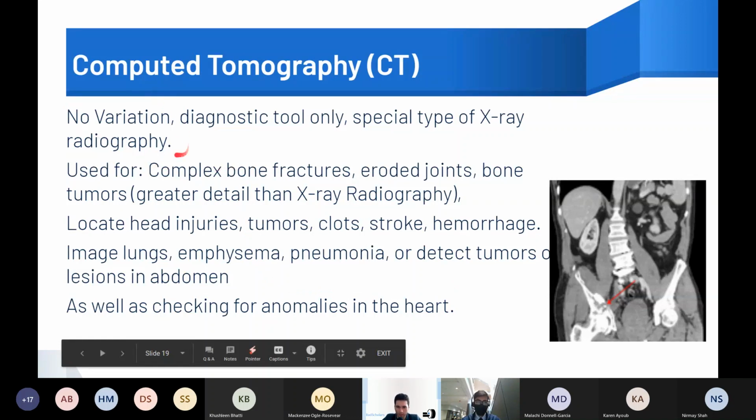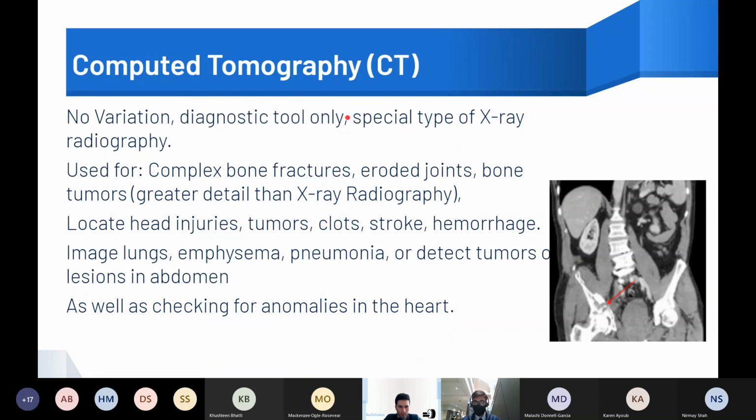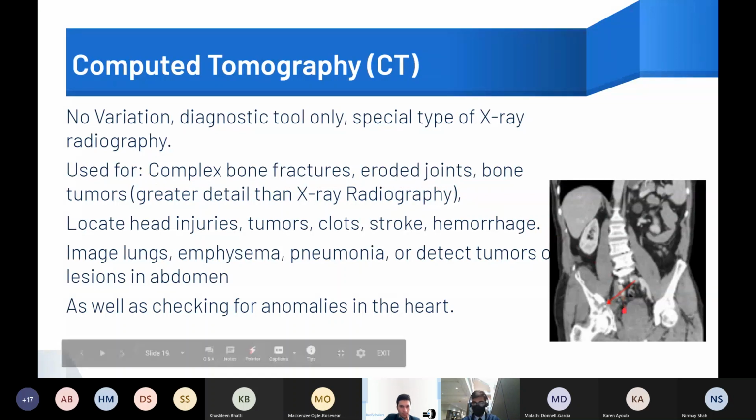So this one unfortunately has no variation. It's only a diagnostic tool because it is so involved. You can't usually use it for therapeutics, and it's a special type of X-ray radiography. Very often used for complex bone fractures because you can get very thin slices of images and you can see where the bone has fractured. It's much more specific, like I said, than a regular X-ray. Eroded joints, bone tumors, and like I said, it's greater detail.